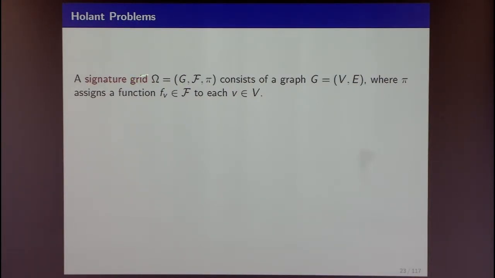We have a graph, okay, G. And then you have a set of constraint functions, like, for example, all distinct. Every local assignment must assign a different edge color. And then this pi assigns a function to every vertex.